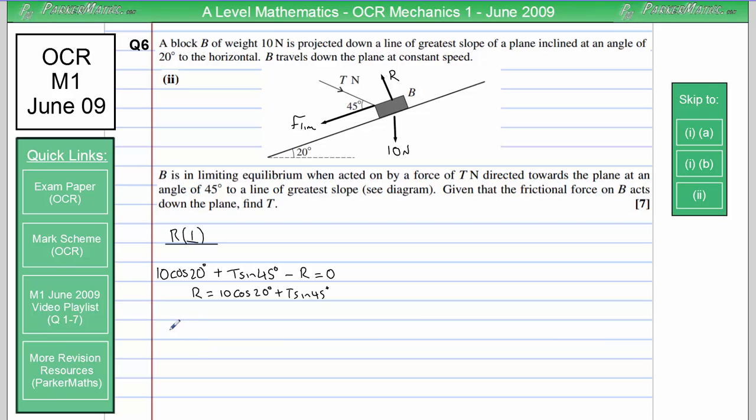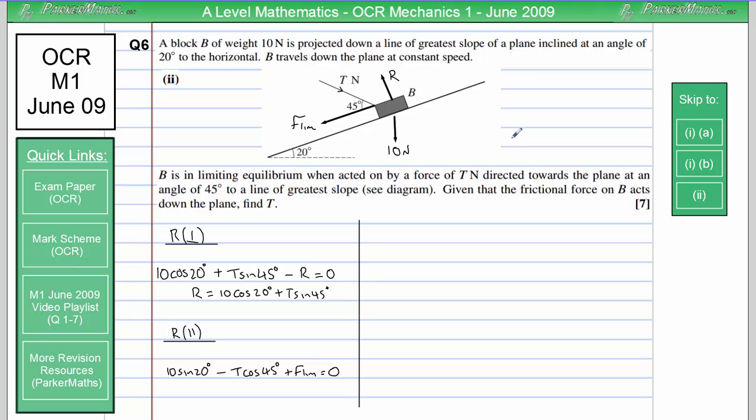So next we're going to resolve parallel to the slope. This time the component of the 10 Newton force down the slope will be 10 sine 20. The T Newton force is acting up the slope, and as we've taken this to be positive, this is going to be negative, and the angle between the force and the slope is 45 degrees, so we get minus T cos 45 degrees. Notice here how we had cos 20 for perpendicular, that means we've got sine 20 in the parallel, and we had sine 45 from perpendicular, so we've got cos 45 for parallel. We've also got limiting friction acting down the slope, so we get plus F lim. And again, there's no acceleration, so that equals 0.